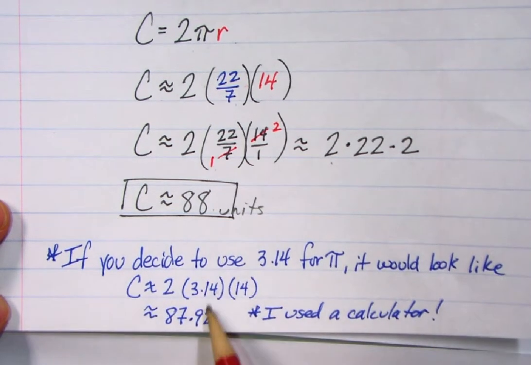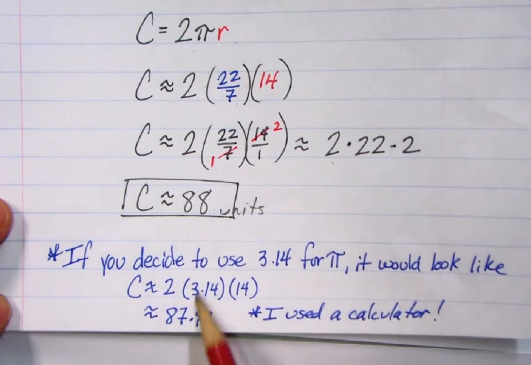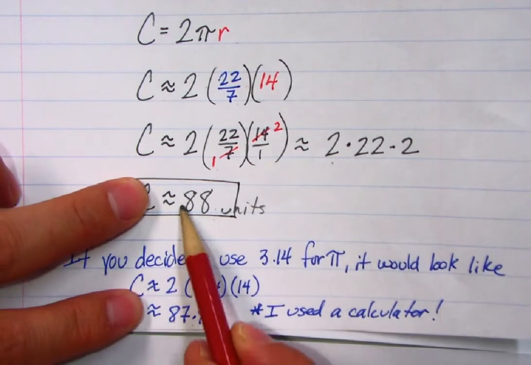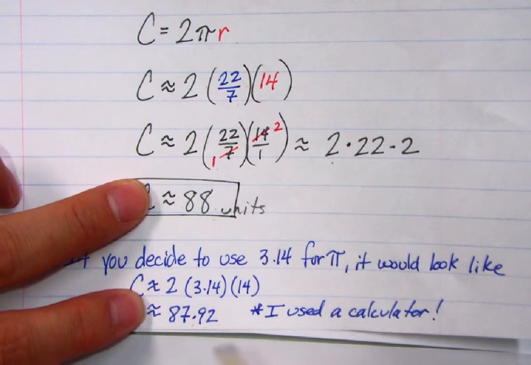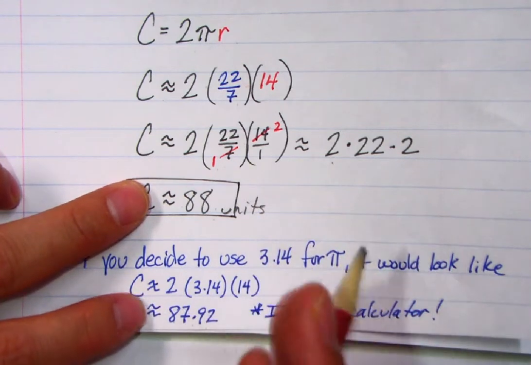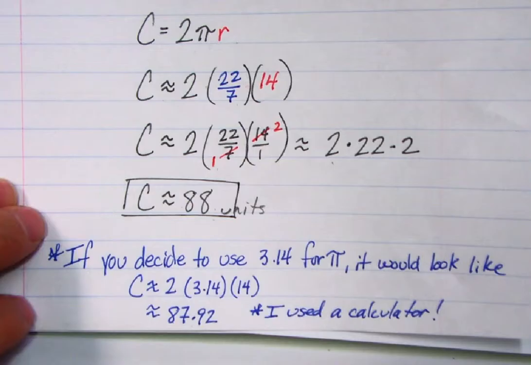Now you can see that these two answers are really close to each other. And because they're approximations, if I got either of these answers, I'd be okay with that because they're close. They're just saying, hey, it's about 88. 87.92 is right there as well.